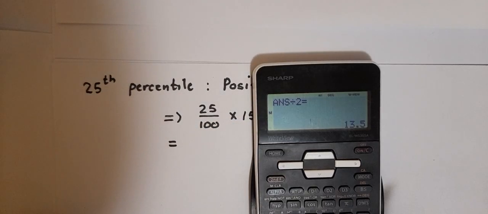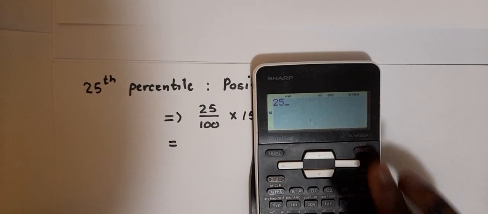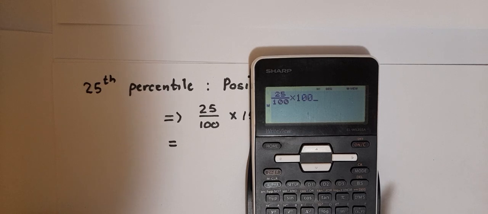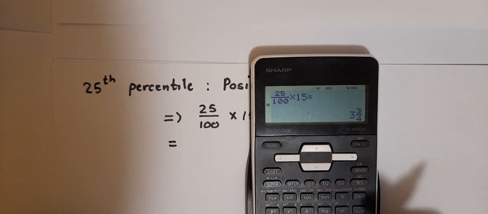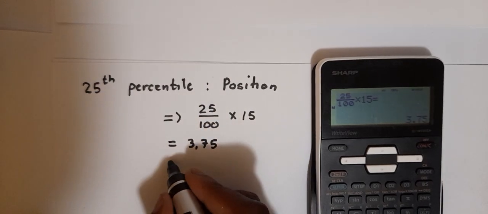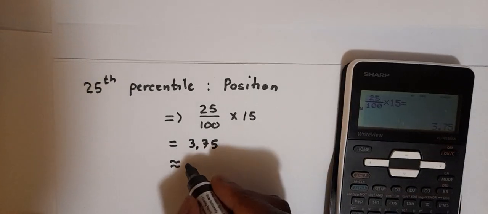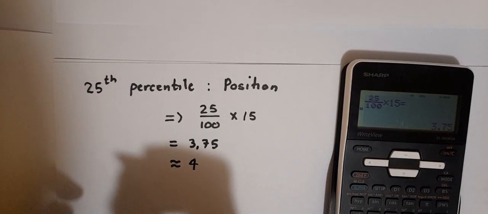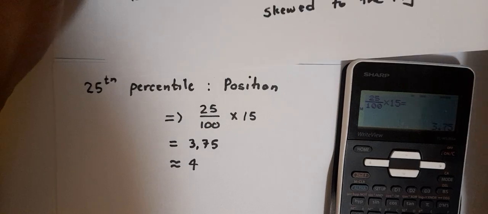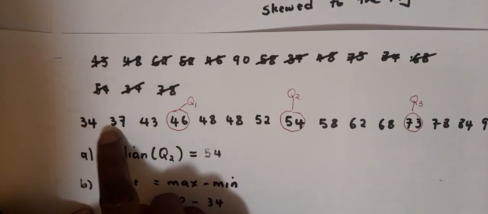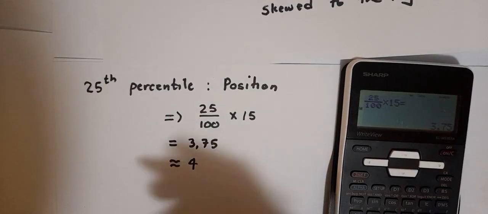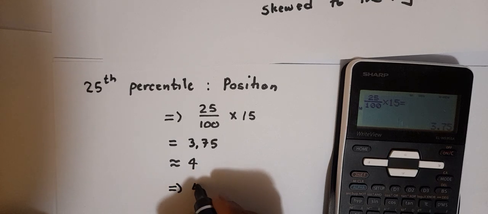Then we'll have 25 divided by 100 multiplied by 15, which gives us 3.75. This 3.75, we round off to the nearest whole number, which is 4. So it means our 25th percentile lies on position number 4 of our data. If we check, we have 1, 2, 3, and 4. So position number 4 of our data is 46. Therefore, this corresponds to 46.